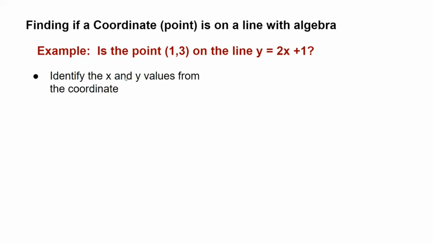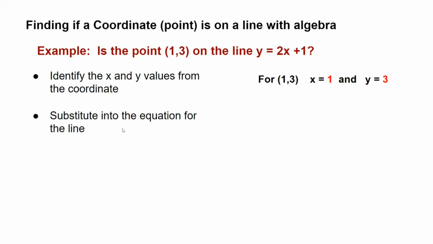The first thing we want to do is correctly identify the x and y values from the coordinate. So we remember that the first part of the coordinate is x and the second part is y. So that means for (1, 3), x = 1 and y = 3. Next, we want to substitute those values of x and y into the equation for the line. That would look like this. We've replaced y with 3, and we replaced x with 1.